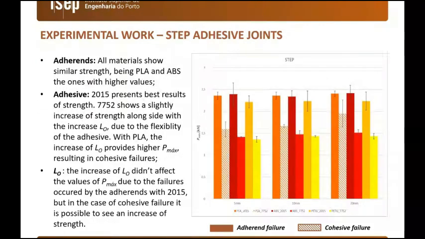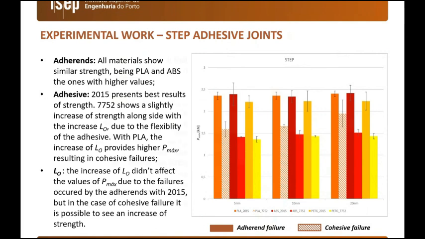In terms of step adhesive joints, comparing the adherence, we saw that all materials have very similar strength. This is because most of the failures were in the adherent, because of the brittle nature of the adherent due to the shorter cross section with the step geometry. Between adhesives, the 2015 showed better results than the 7752. In terms of overlap length, the increase didn't affect values because the failure took place in the adherent mainly.